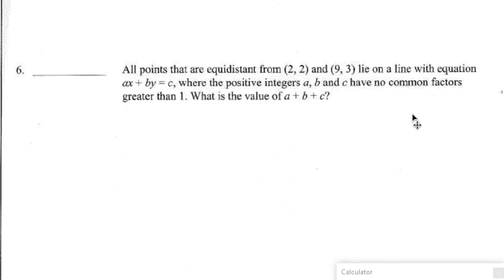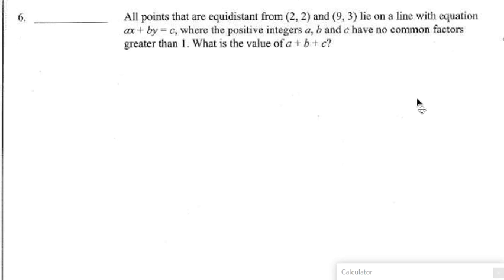It's kind of a logic problem. But it gives me lots of time to look at this problem. All points that are equidistant from 2, 2 and 9, 3 lie on a line with the equation ax plus by is equal to c, where the positive integers a, b, and c have no common factors greater than 1. What is the value of a plus b plus c?